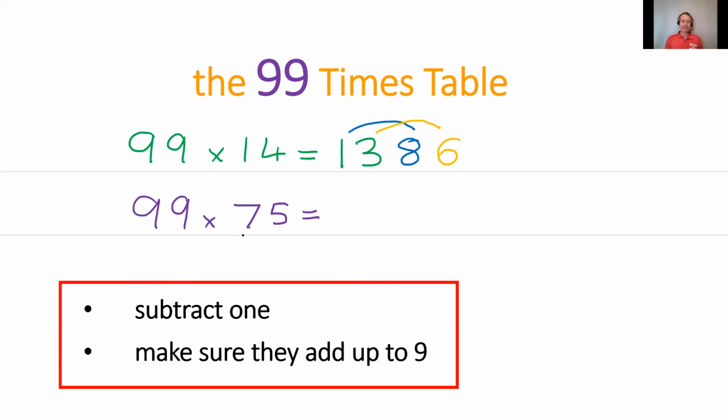Same pattern, we take this number here and subtract 1, so 75 becomes 74. And now you just say what adds to make 9? 7 and 2 make 9. 4 and 5 make 9. So I think the answer is 7,425. But we better check it works, haven't we?